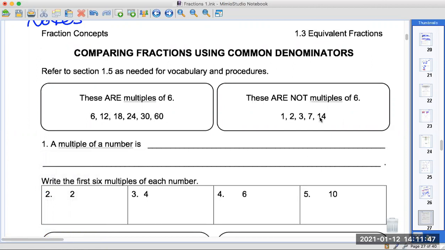1, 2, 3, 7, 14, because 6 times what is 1? Nothing, right? 6 times what is 2? Nothing. 6 times what number is 3? Nothing. So none of this works, okay? The multiple of a number is, I wrote, like a times table. Those are the multiples.